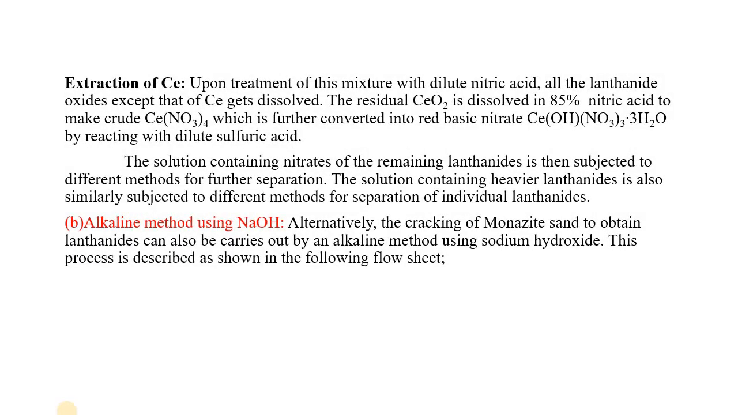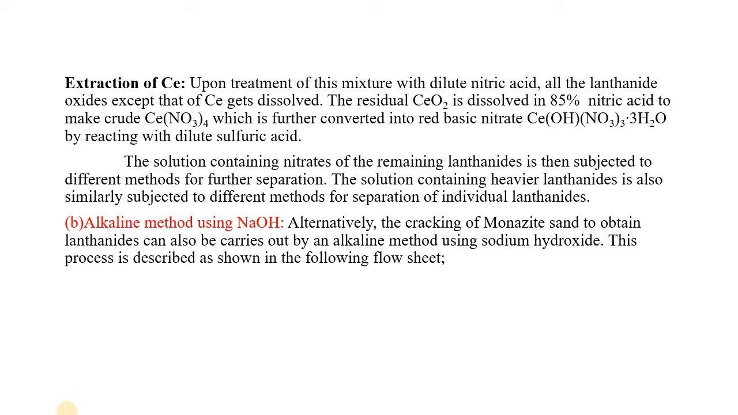Extraction of cerium. How is cerium extracted? When this mixture is treated with dilute nitric acid, all lanthanide oxides except cerium get dissolved. That means the cerium oxide does not dissolve in the mixture upon adding dilute nitric acid. The residue cerium dioxide is dissolved in 85% nitric acid to make crude cerium nitrate, which is further converted into red basic nitrate, having the formula as shown here, by reacting with dilute sulfuric acid.